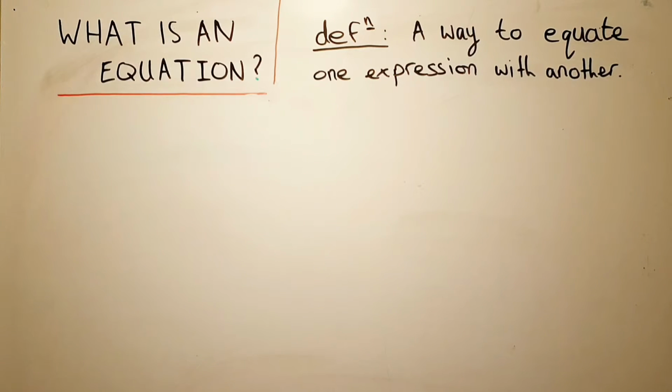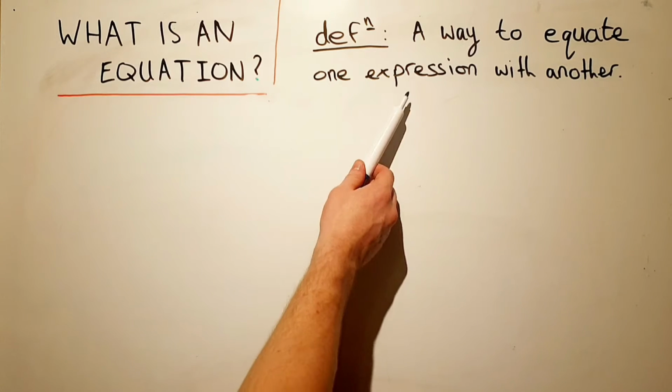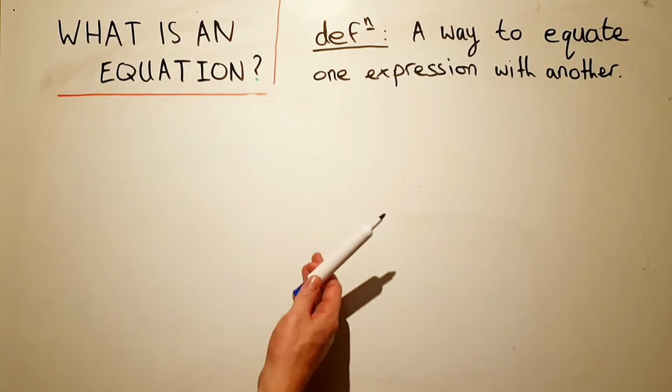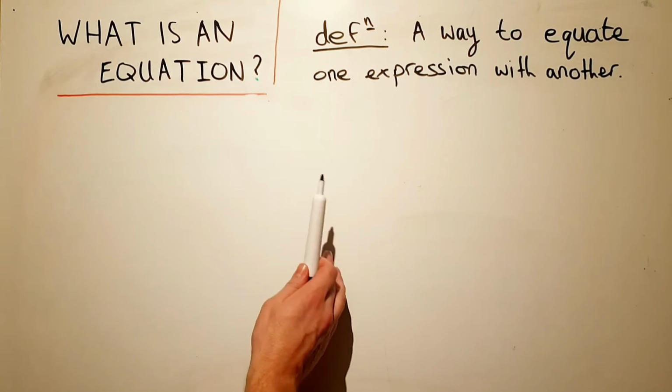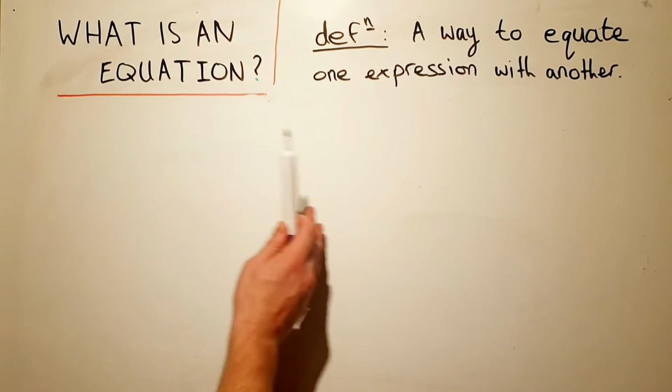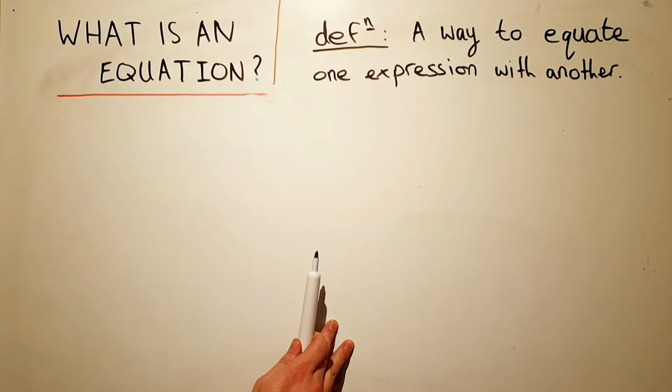This video will aim to answer the question, what is an equation? Firstly, starting off with the definition: a way to equate one expression with another. So in its simplest form, an equation is made up of expressions and constants and operators, and it allows us to equate expressions against one another.